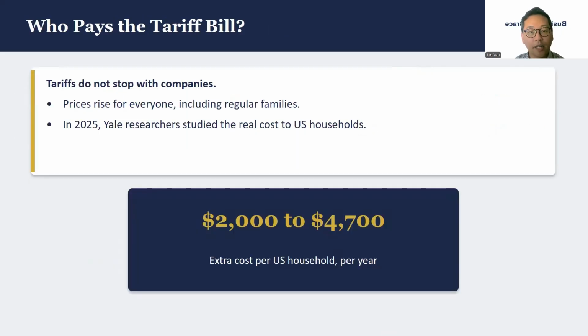Tariffs do not stop with companies. Prices rise for normal people too. Studies from Yale University found something important. The average American family paid about $2,000 to $4,000 extra every year. Money that used to buy other things went to tariffs instead.